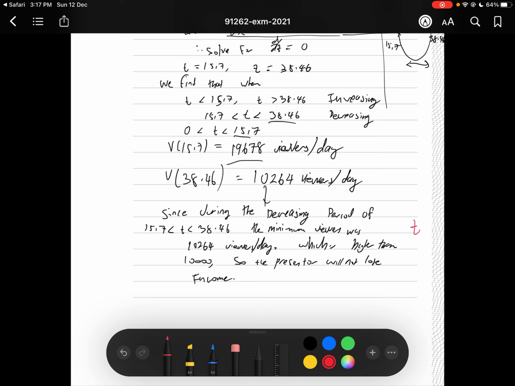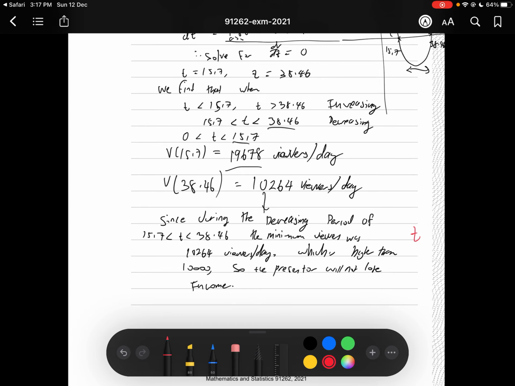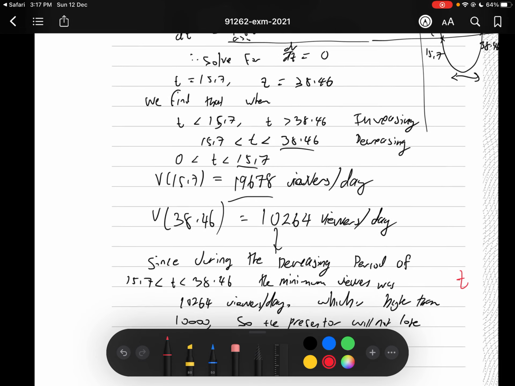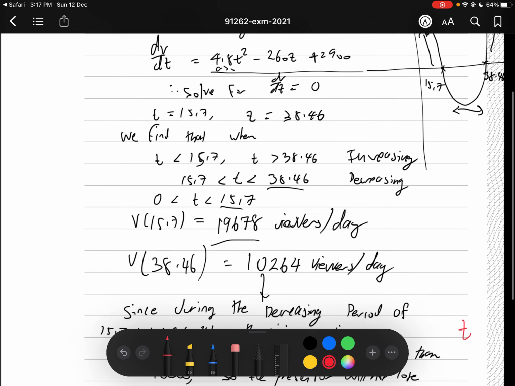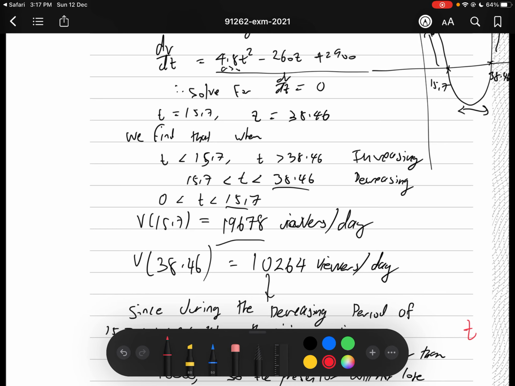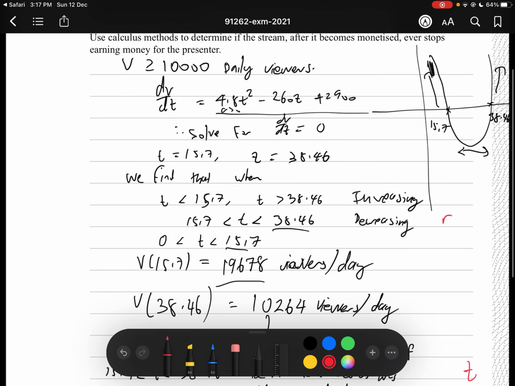That should be an excellence grade if you can justify and say that the presenter will not lose the income. In terms of getting merit grades, if you can get up to somewhere around here, that should be a merit, being able to find the increasing and decreasing points. And to get an achieved, if you can just differentiate and perhaps solve for dV over dt equals 0, somewhere up to here, that could be an achieved.